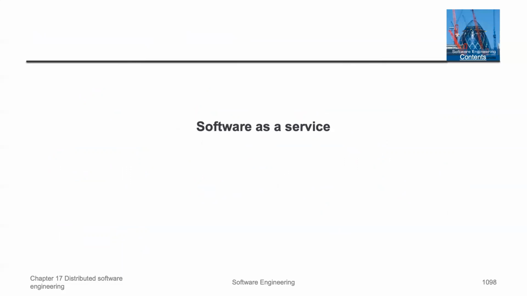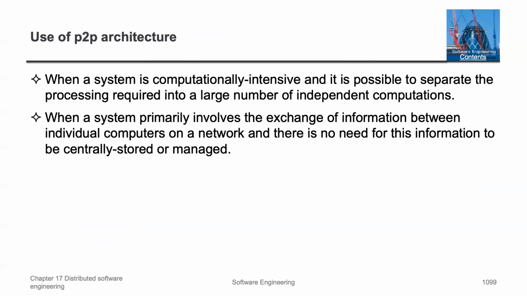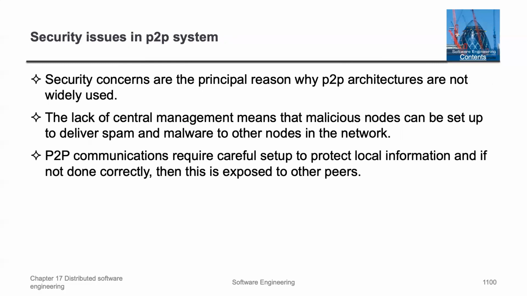Okay, let's get into software as a service. So software as a service can have some use of P2P architecture. When a system is computationally intense, it is impossible to separate the processing required into a large number of independent computations. When a system primarily involves the exchange of information between individual computers on a network, and there is no need for this information to be centrally stored or managed.